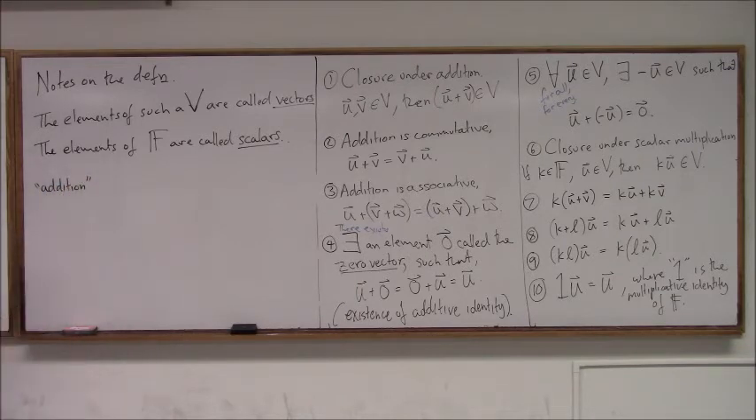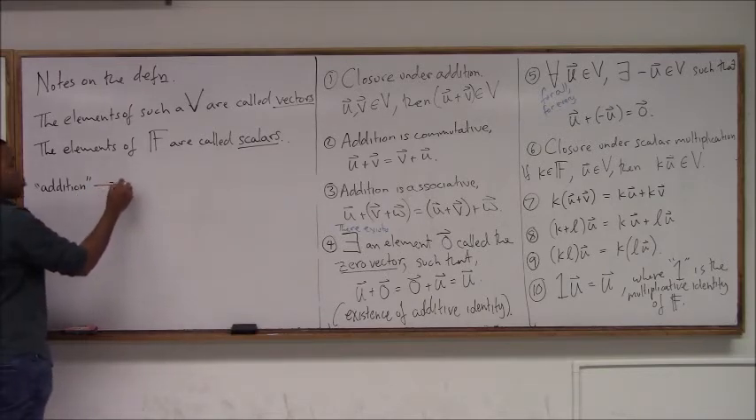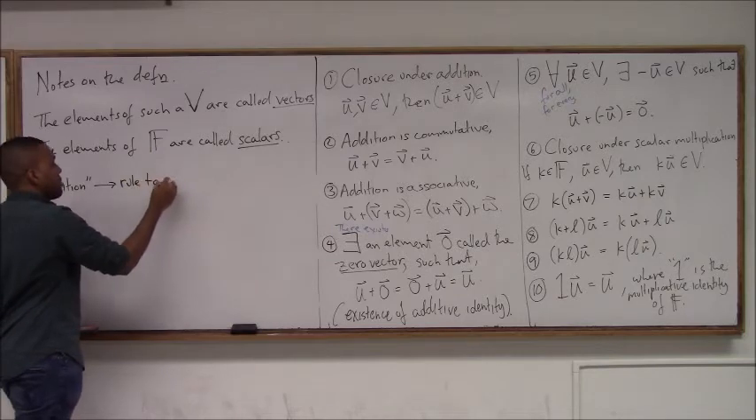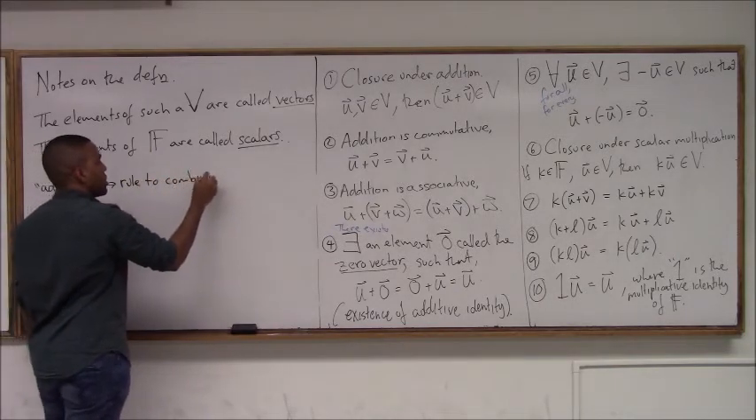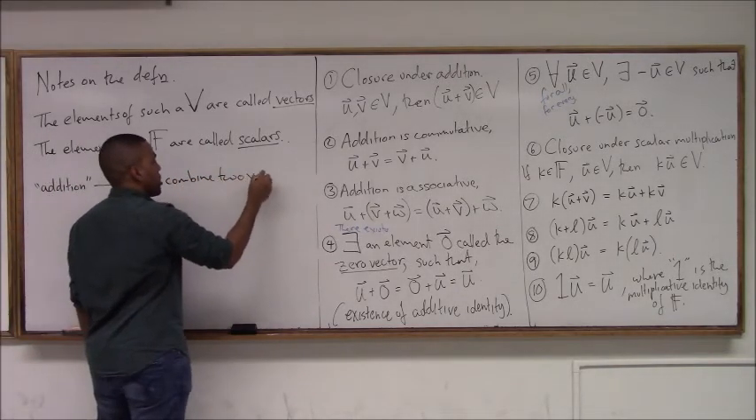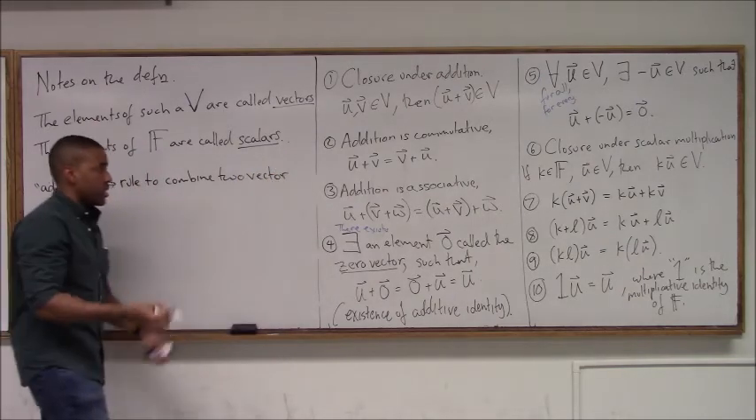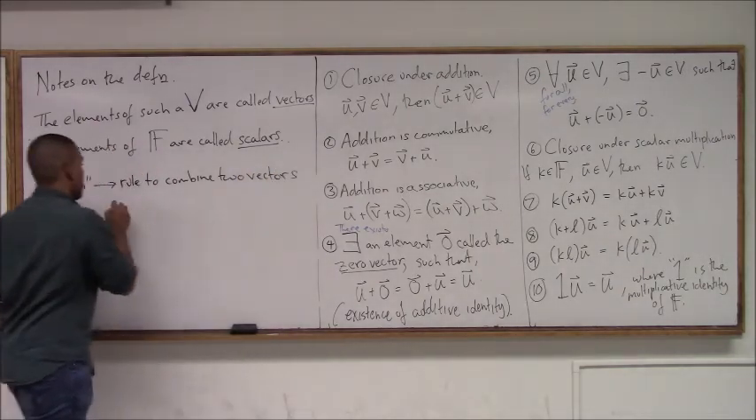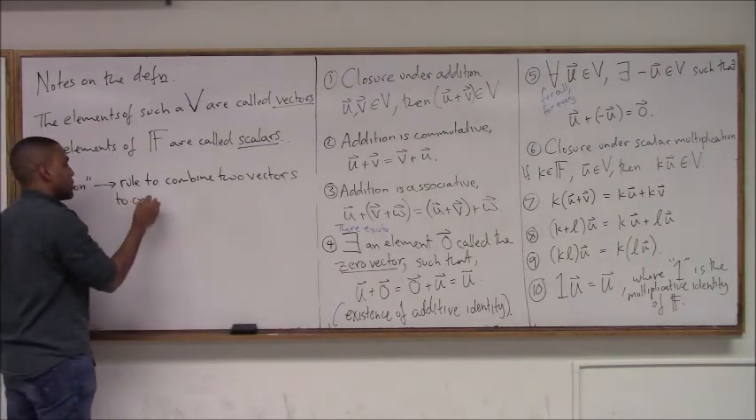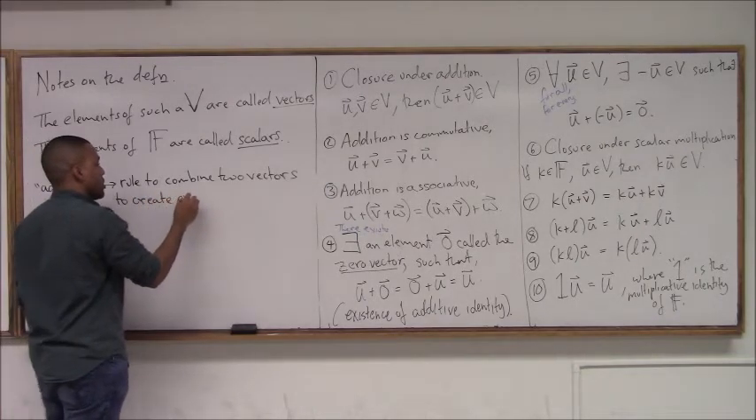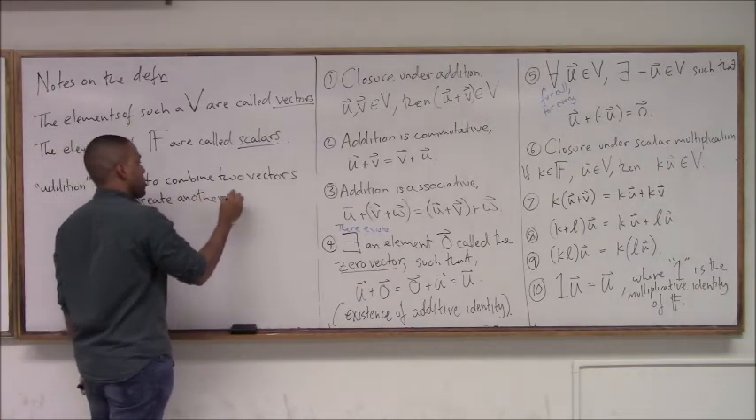Addition doesn't mean regular numerical addition like you know from the number line. It can also mean something very general. Addition just means a rule to combine 2 vectors to create another vector in some process. That depends on the context you're talking about at the time.